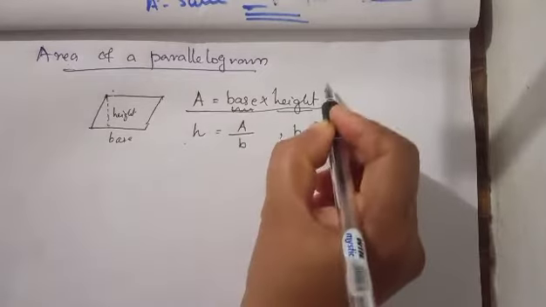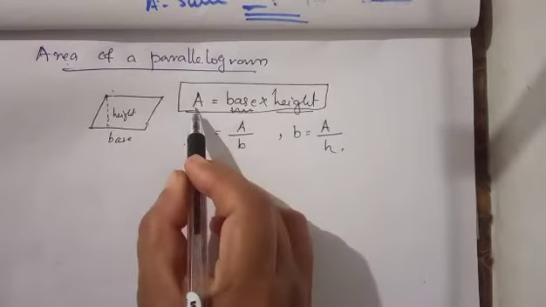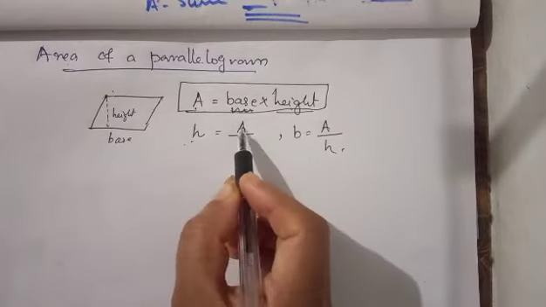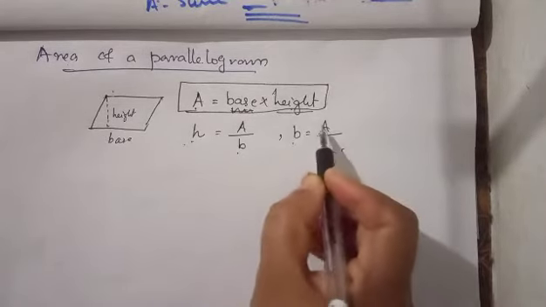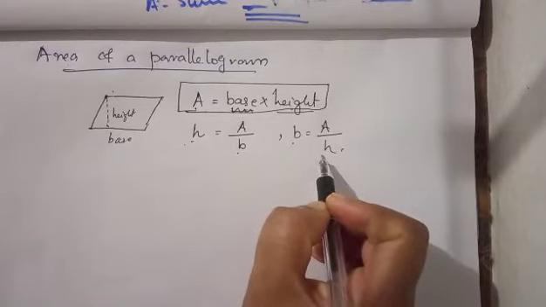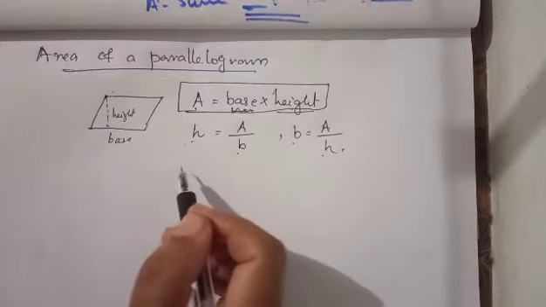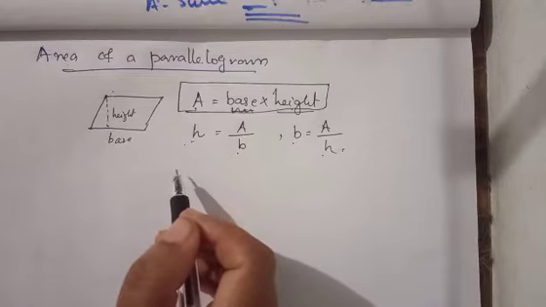So, this equation you have to study. Area of any parallelogram is equal to base into height. Height is equal to area by base. Base is equal to area by height. Directly we can find some exercise question 14c. Base and height are directly given.